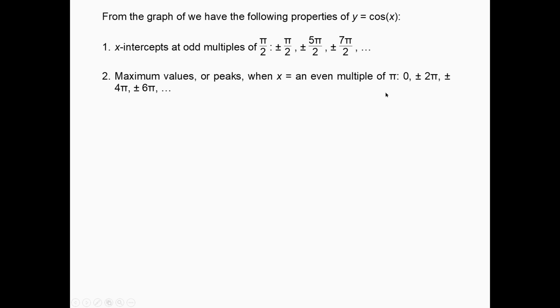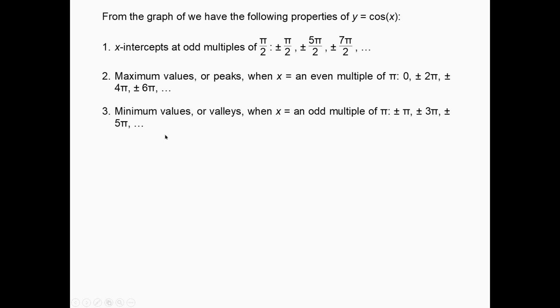Maximum values are at the even multiples of pi, so when x is an even multiple of pi. Remember, the actual y value is 1. The minimum values occur when x is equal to an odd multiple of pi: pi, 3 pi, 4 pi, or 5 pi. Remember, the actual y value, what is the value of the minimum? It's -1. Remember, sine and cosine range between -1 and 1.